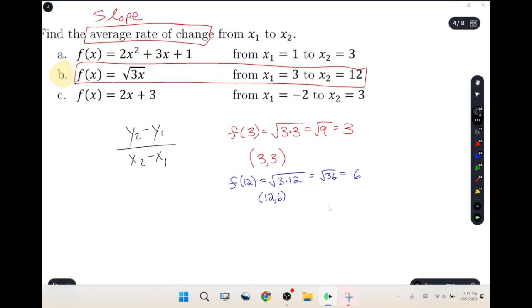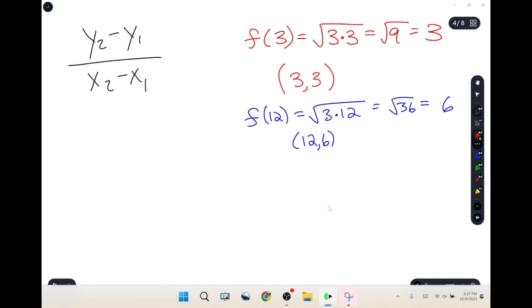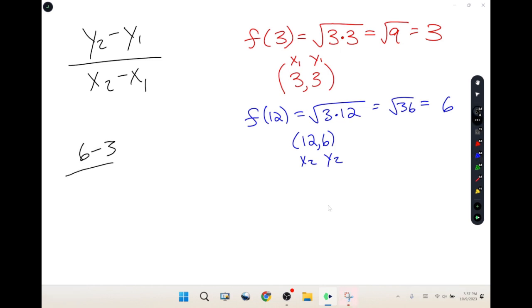There's a million things that could go with it, but right now it's just asking for slope or average rate of change. So we are just going to plug and chug this. Let's call this the x1, y1, x2, y2, and go to town with 6 minus 3 over 12 minus 3 equals 3 over 9, equals 1/3. Anybody else get that same thing? Dope.